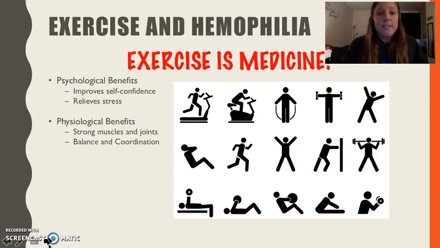Now, most benefits of exercise are the same for healthy individuals as they are for individuals with hemophilia. Exercise has psychological benefits like improving self-confidence and relieving stress, as well as physiological benefits like building strong muscles and joints to support the body, and also in the long run it can prevent or slow down bleeding, which is very important for hemophiliacs. It can also increase balance or coordination for those who do have swollen ankles and knees and have trouble walking.